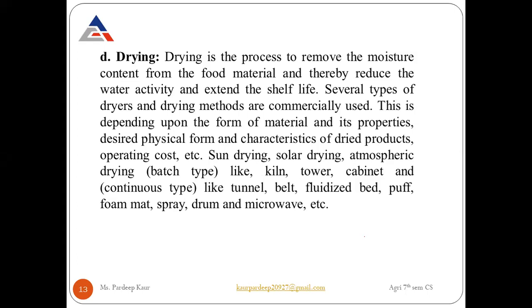Several types of dryers and drying methods are used at commercial level. The choice depends upon the material we use for drying, its properties, the desired physical form and characteristics of the dried product, and the operating cost of dryers. For example, sun drying is free of cost. Others are solar drying, atmospheric drying like kiln, tower, cabinet, tunnel, belt, fluidized bed, puff, foam, and spray. These types of dryers we can use in the drying process.